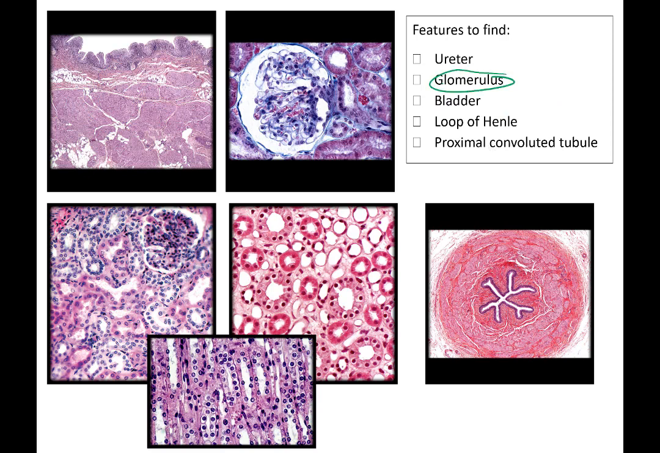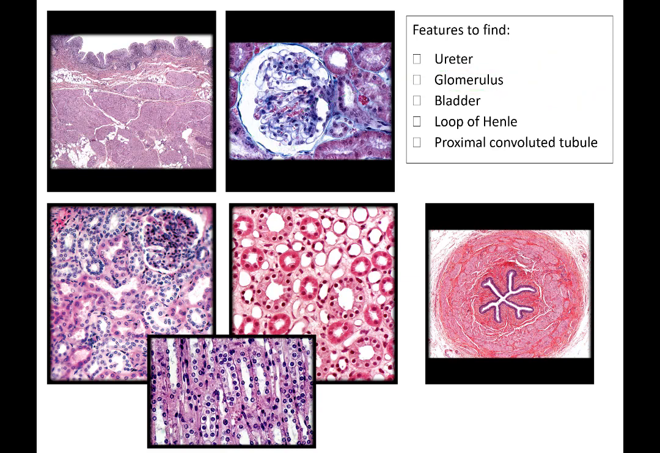First, the glomerulus is this slide right here. So this is the glomerulus. We can see the Bowman's capsule around the outside, and inside here, this is the vasculature for the glomerulus. So the two together form the renal corpuscle. The glomerulus is only the vascular portion.